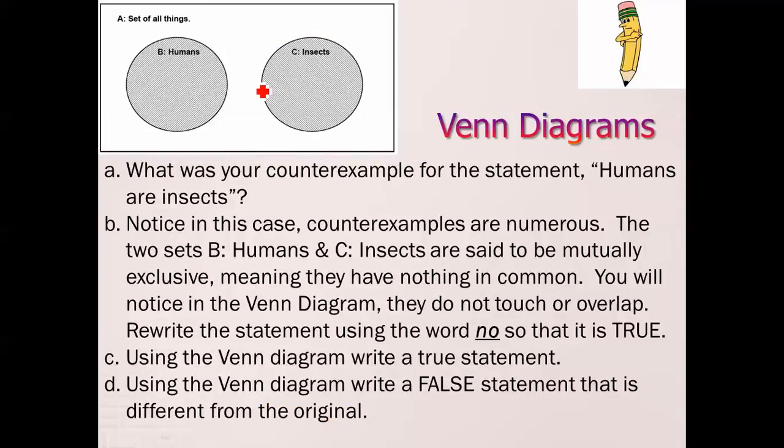Alright, so humans and insects. Notice there is no overlap here. Nothing overlaps. So that means that there are no humans that are insects, and there's no insects that are humans. Nothing fits into the and section of these two sets. Nothing is a human and an insect. So that means there's lots of counterexamples. Okay? Humans and insects are said to be mutually exclusive because they have nothing in common. So if we were to write a true statement using the Venn diagram, I could write no humans are insects.